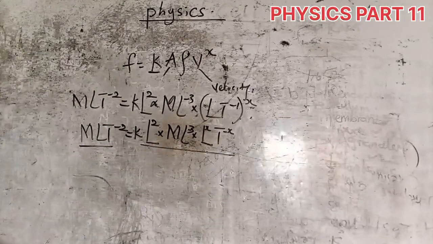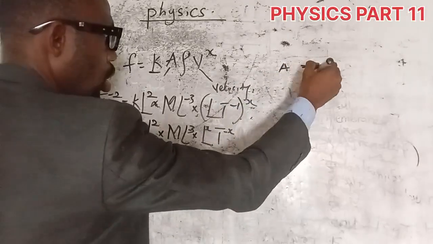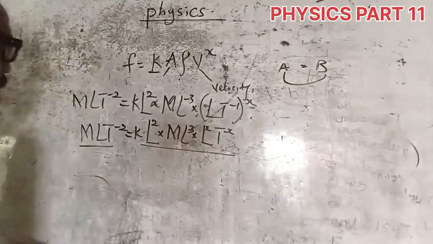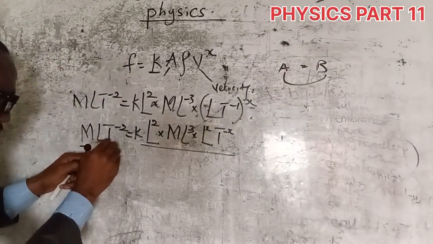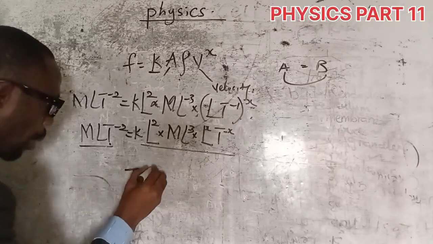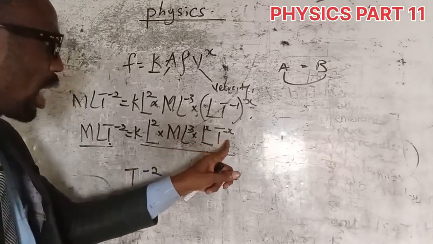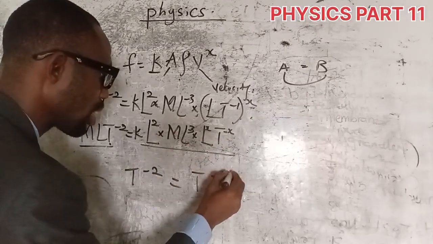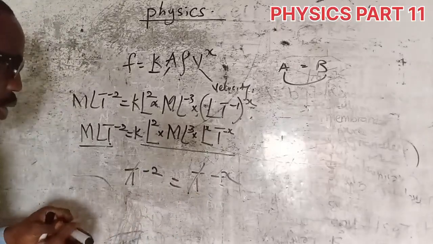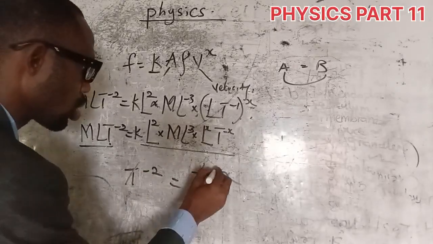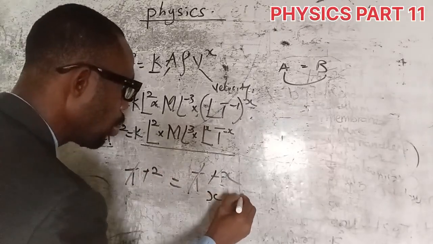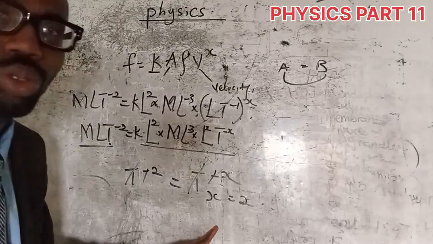You know, we say if the dimension of A is equal to this, then A must be equal to B. So look at this T now, bring this T out. You have T raised to power minus 2 equals T raised to power minus X. Cancel, cancel. What is minus divided by minus? That's it. So X will be 2. Your answer is 2. Can you see it now?